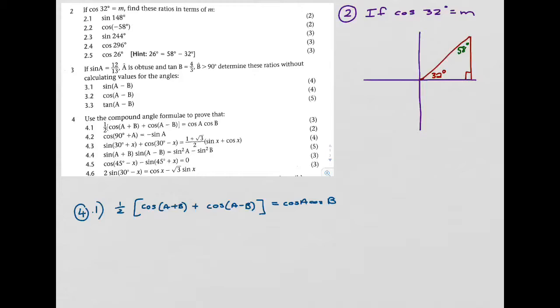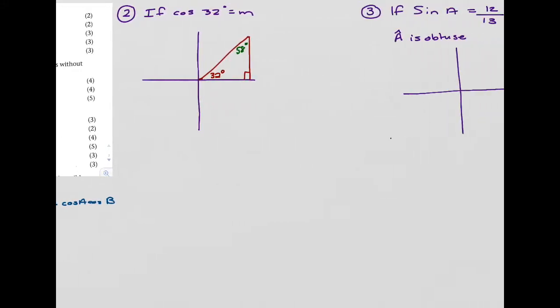The questions are uploaded onto your Google Classroom, and we have the questions here at the top of each of the pages. So the first one is, if cos 32 equals m, find these ratios in terms of m, and then it runs through 5 questions. But before we start looking at the ratios, we've got to start looking at what the question actually meant.